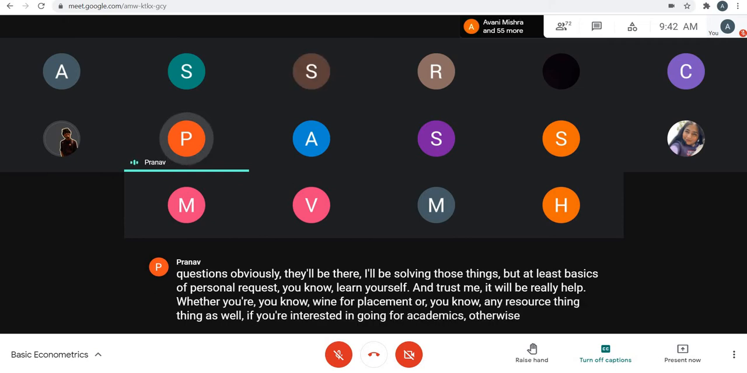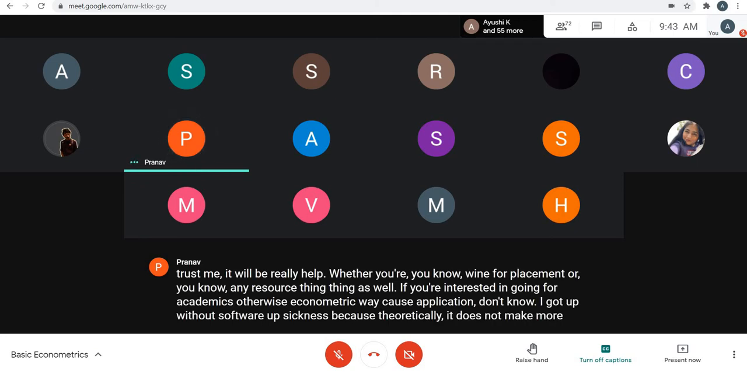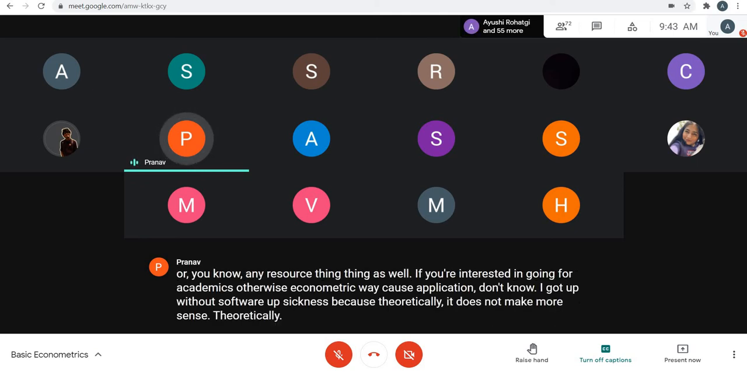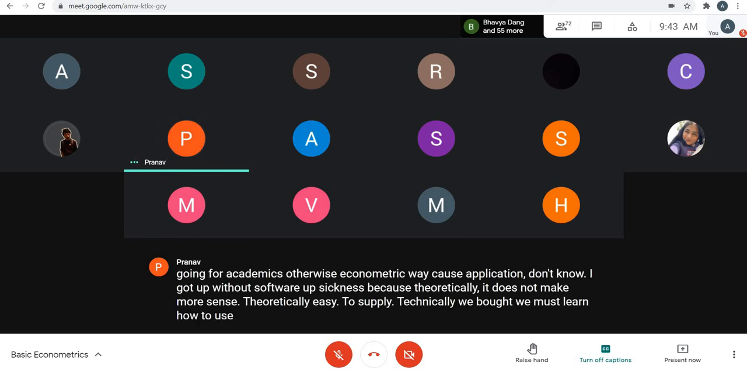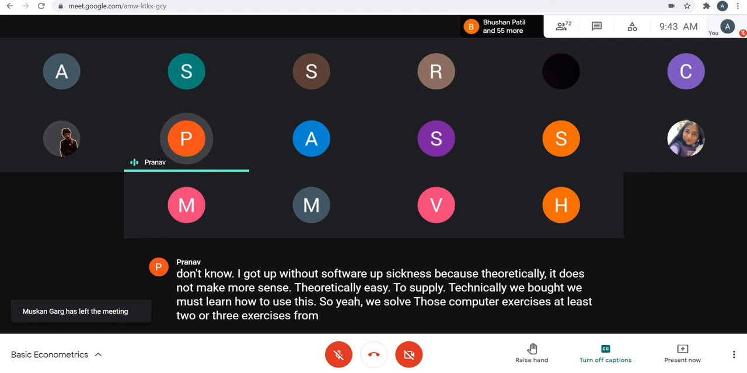Otherwise, econometrics का कोई खास application होगा नहीं अगर आप without software सीखते हो, because theoretically it does not make more sense. Theoretically it is easy to teach and easy to understand, but to apply it we must learn how to use this software. So yeah, we'll solve those computer exercises, at least 2 or 3 exercises from each chapter, so that you understand how to go about these things.